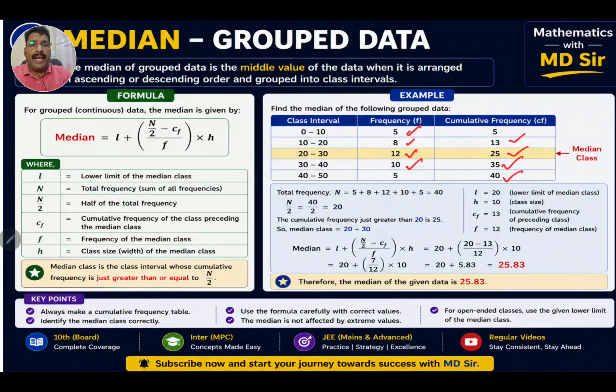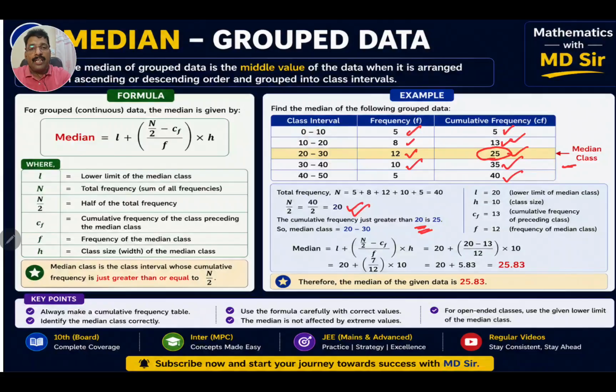Now sigma f, N means the sum of all frequencies. 5 plus 8 plus 12 plus 10 plus 5 is 40. So 40 by 2 gives 20, the N by 2 value. The cumulative frequency just greater than 20 is 25. See, the cumulative frequency's first value is 5, second value is 13, next after that 25. So we have to take the cumulative frequency greater than N by 2. Remember that. That class is called the median class.